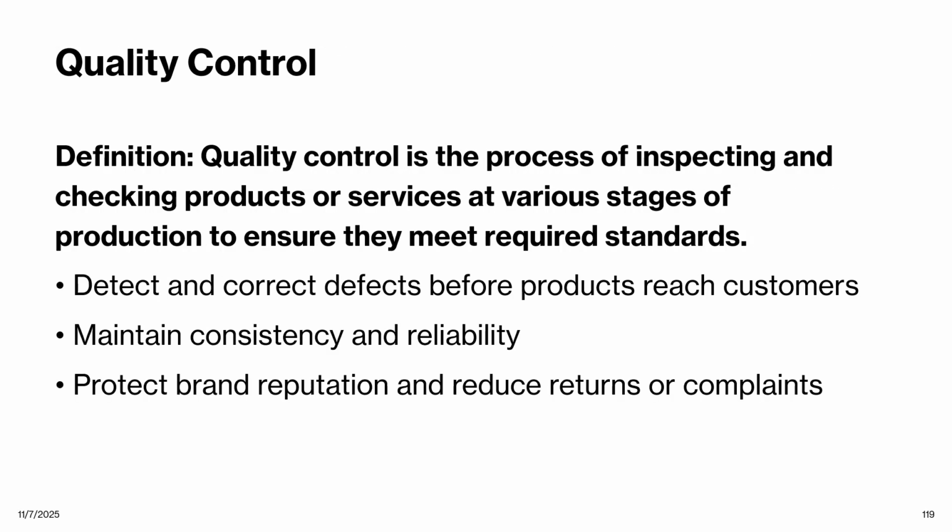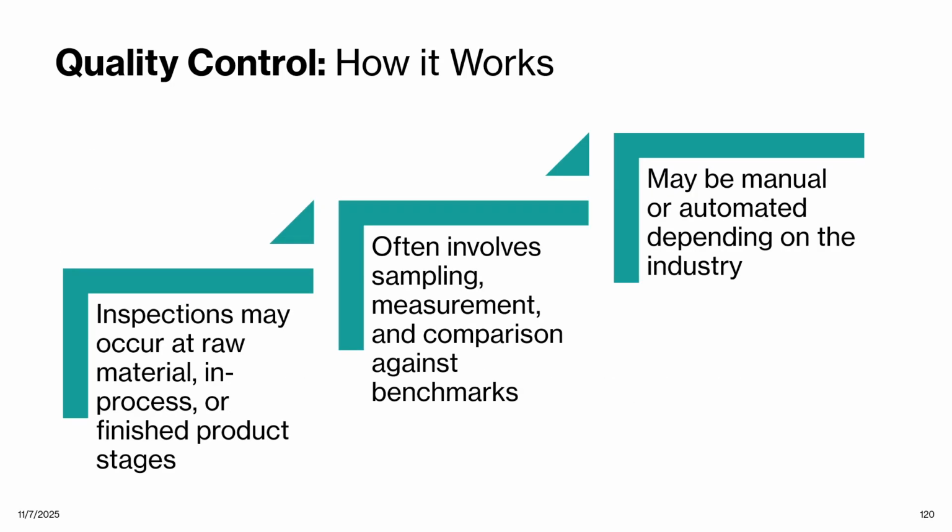Quality control is the process of inspecting and checking products and services at various stages of production to ensure that they meet required standards. Quality control involves detecting and correcting defects before the products reach consumers and customers. It also maintains consistency and reliability, so this protects brand reputation and reduces returns and complaints.